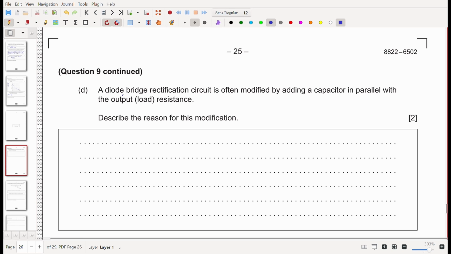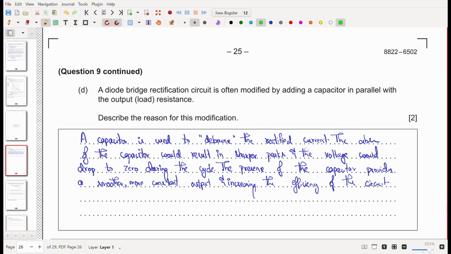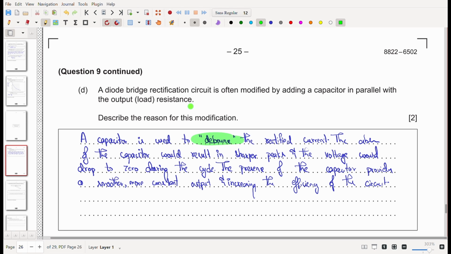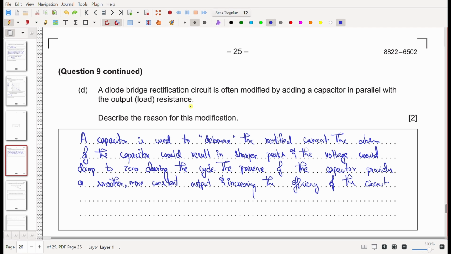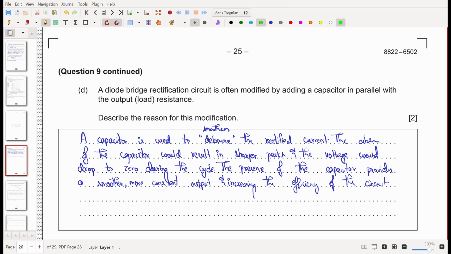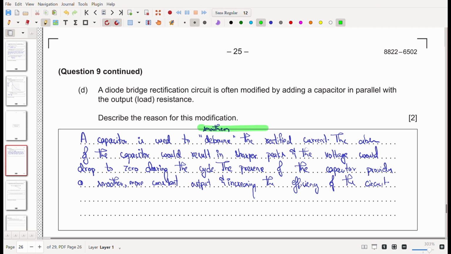A diode bridge rectification circuit is often modified by adding a capacitor in parallel with the output. Describe the reason for this modification. Starting off, a capacitor is used to debounce the rectified current, and this debounce is an actual electrical term that's used, but in reality it's also known as smoothen, so that would probably be a better, more apt term, but in my head debounce just sounds way cooler. So it is used to smoothen or debounce the rectified current.